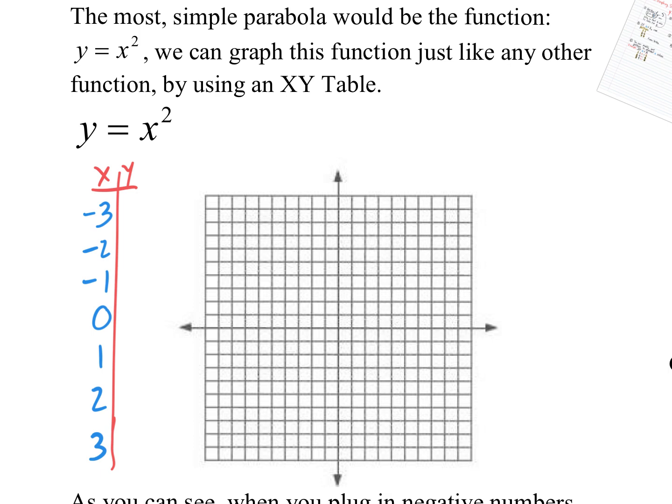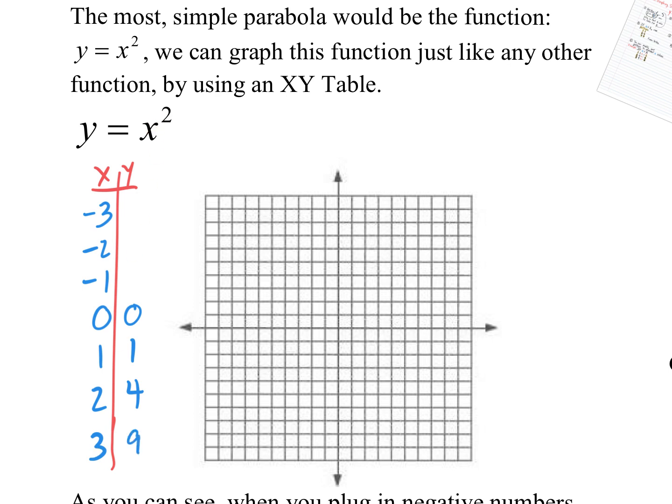So when I plug in, let's go with 0. 0 is the easiest. What's 0 squared? 0. That's right. So when I plug in a 0, I get out a 0, right? When I plug in a 1, what's 1 squared? It's a 1. When I plug in a 2, what's 2 squared? It's 4, that's right. When I plug in a 3, 9. 3 times 3 is 9.